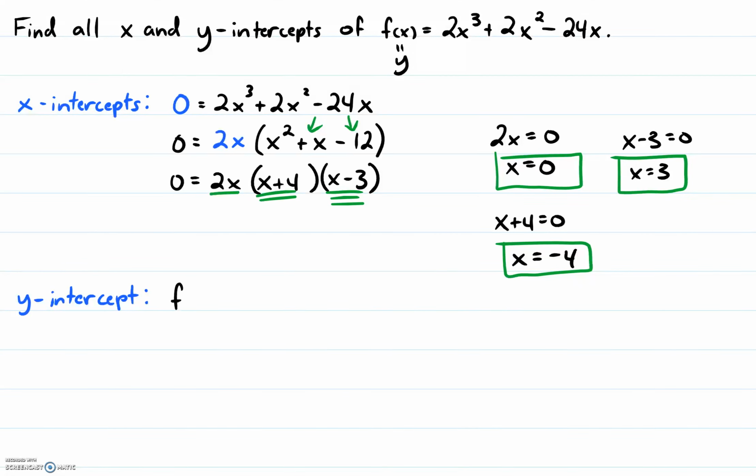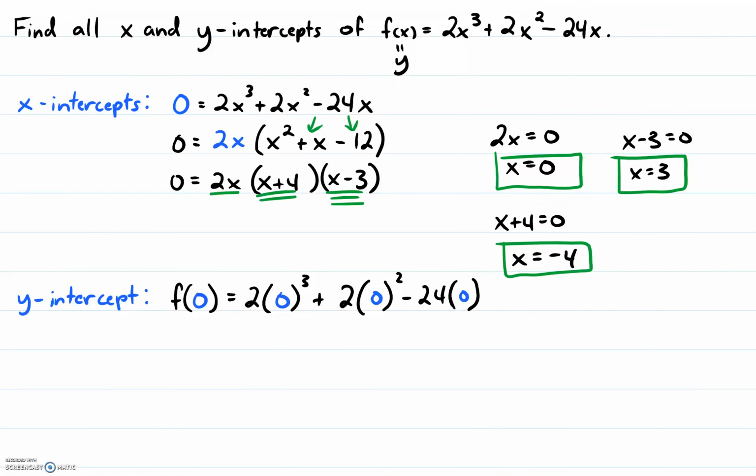So essentially what we're doing, putting 0 in the place of x, is the same thing as evaluating f of 0. So f of 0 is going to be, instead of 2x to the 3, 2 multiplied by 0 to the 3, plus, instead of 2x to the 2, 2 multiplied by 0 to the 2, and then minus 24. Instead of 24 times x, it'll be 24 times 0.